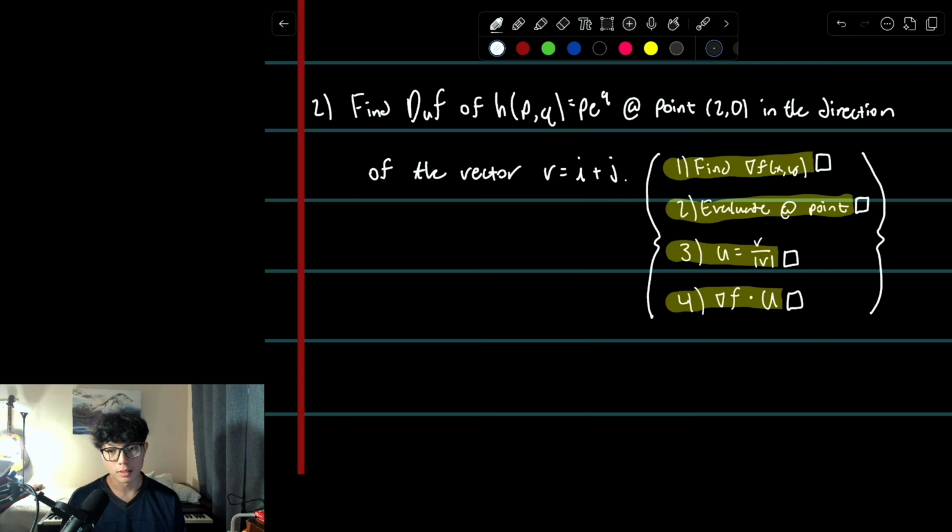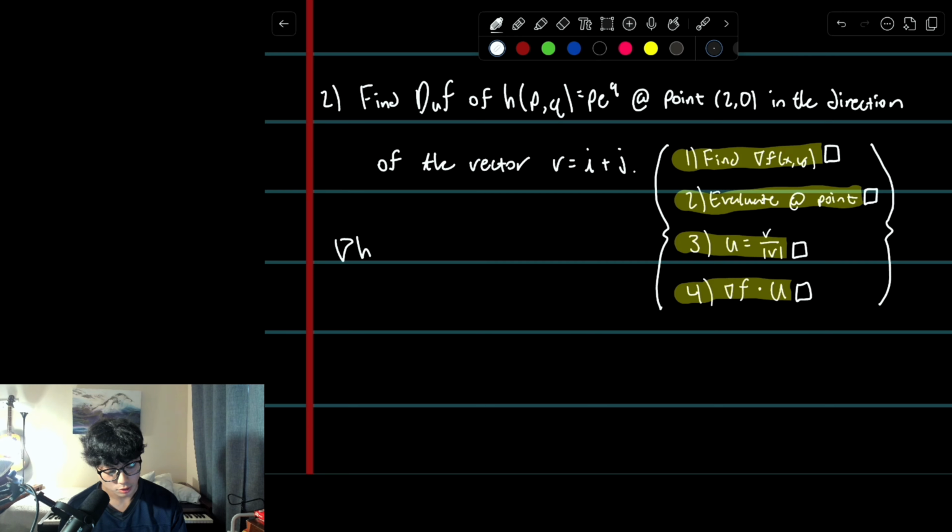Now that we know it's not that bad, let's just find the directional derivative of h(p, q), which equals p e to the q, at the point (2, 0) in the direction of the vector v equals i plus j. So this time our gradient vector is in terms of h, p, q, which literally changes nothing. This is the same procedure. If we find the partial derivative with respect to p, we get e to the q. And then taking the partial derivative with respect to q, we get p e to the q, since taking the derivative in this case changes nothing because it's exponential. So easy peasy, we found the gradient vector.